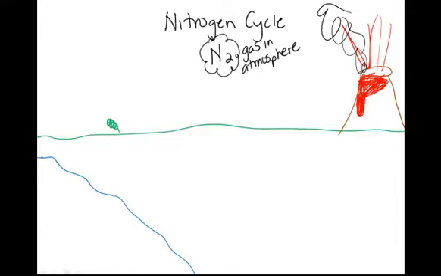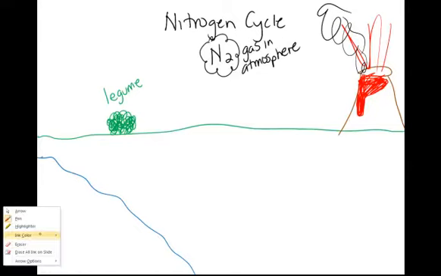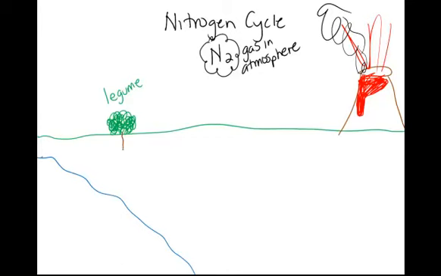So think soybeans. They're kind of low to the ground and leafy. So I'm going to make a little plant here, and I'm going to label this legume. And legumes are special plants because they have symbiotic relationships with a special kind of bacteria. So I'm going to put in some roots here on my little legume plant.